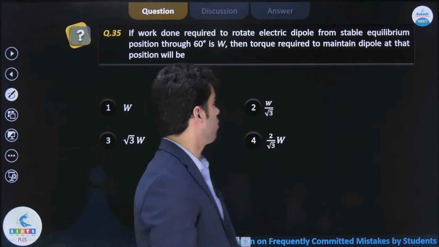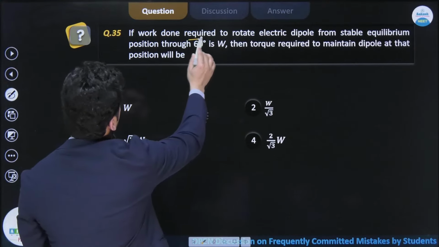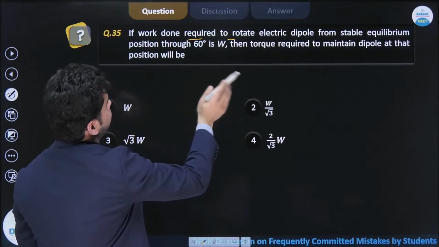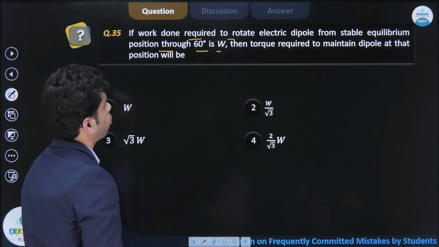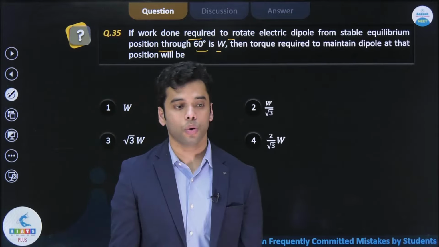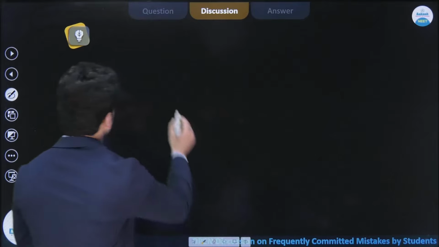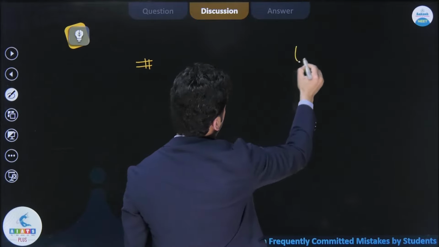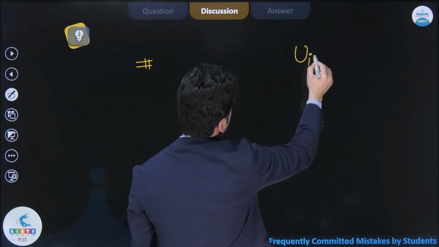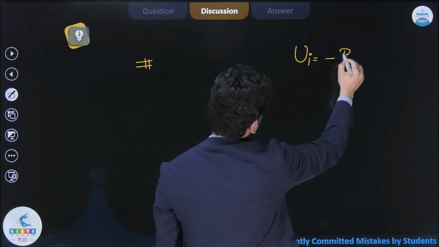Question 35. If work done required to rotate electric dipole from stable equilibrium position to 60 degrees is W, then the torque required to maintain dipole at that position will be. Okay. So stable equilibrium position you are talking about. In that case, the initial potential energy will be equal to minus PE.